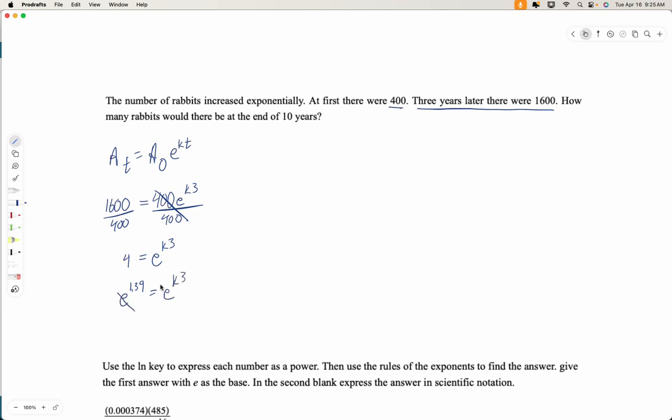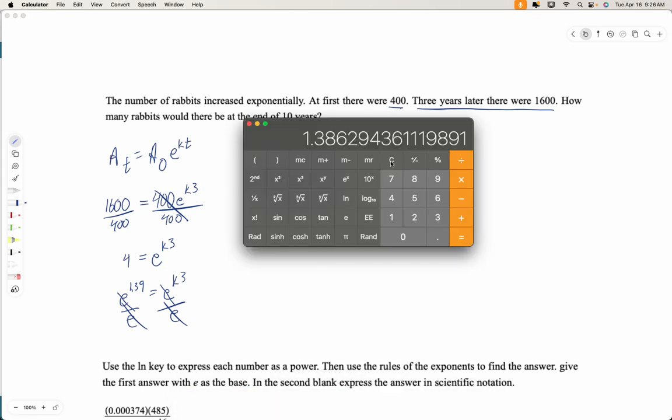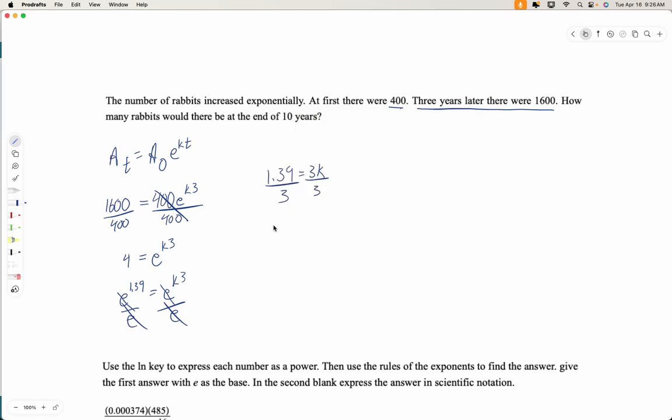That allows us to cancel the base. We divide both sides by the base. So we factor those out. So then that gives us 1.39 is equal to 3 times k. Divide both sides by 3. 1.39 divided by 3 is 0.46 with a 3 repeating. We're just going to do 0.46 is the rate of k. We're going to just round it to 2 decimal places.